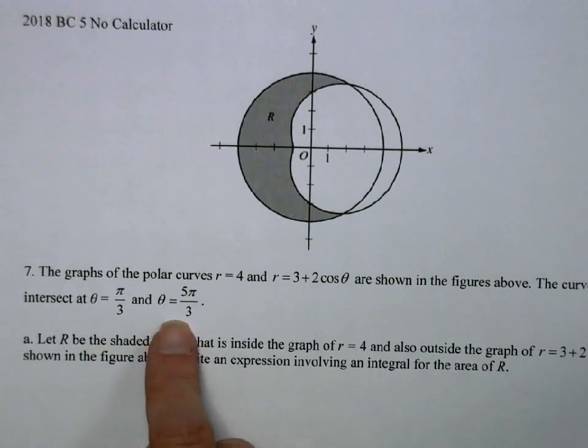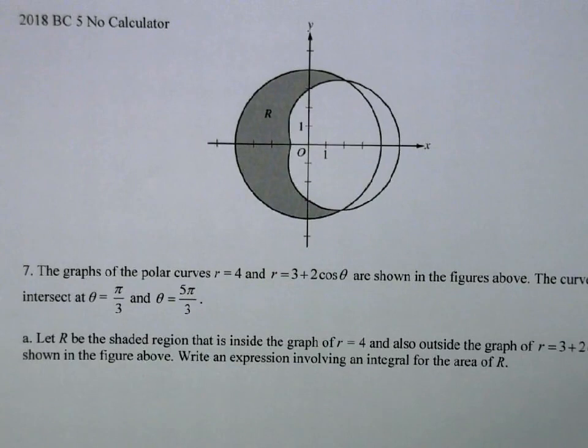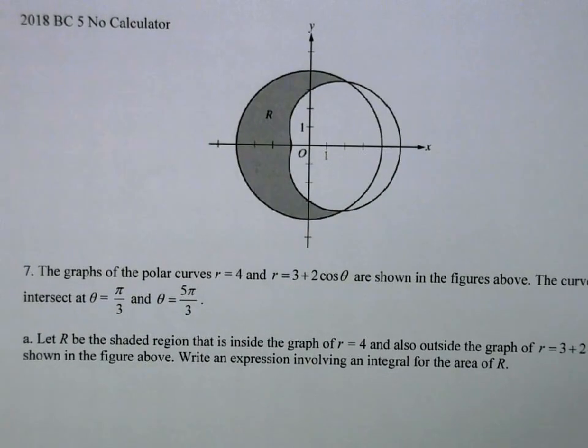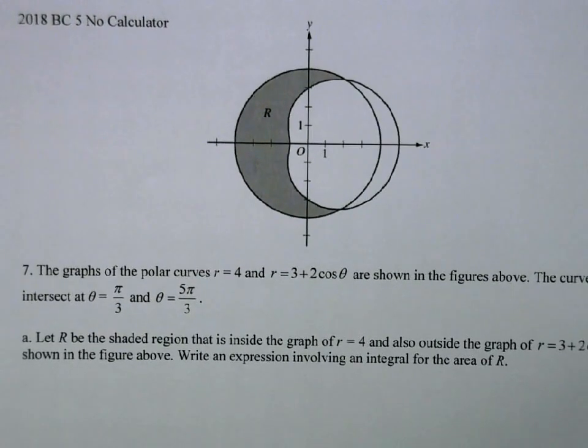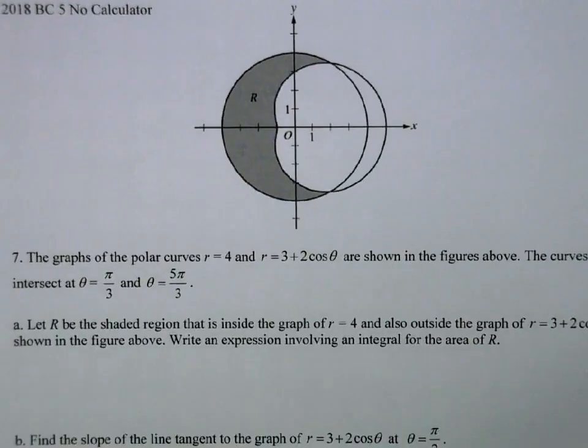Then it says let R be the shaded region that they've got shaded here, inside the circle but outside the limaçon, as shown in the figure above. Write an expression involving an integral to find the area for R. So notice we don't have to evaluate, we just need to write the integral.